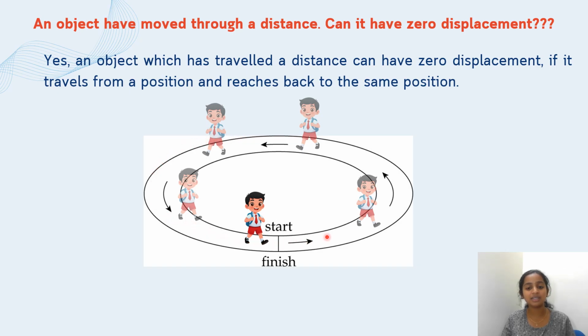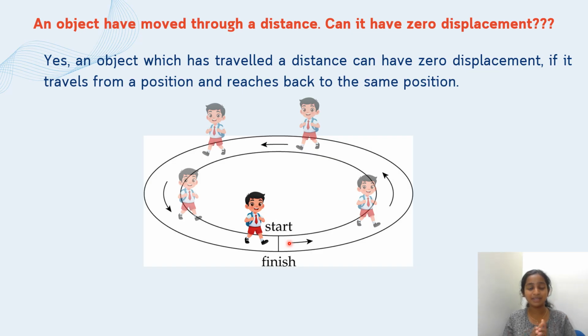So he has covered a distance. Maybe just take the example as 0.5 kilometer. The child has covered 0.5 kilometer along the circular path and he reached the same position. So he'll have a distance of 0.5 kilometer. And what about displacement? The child started his movement from this position and he ended at the same position. So final minus initial, the displacement will be 0.